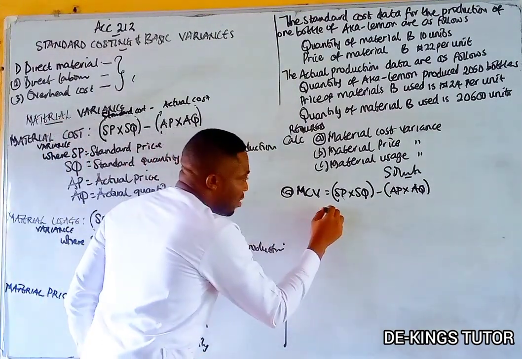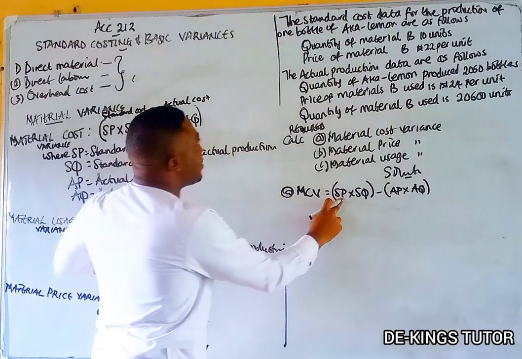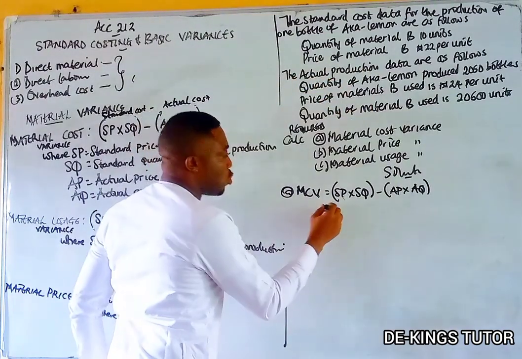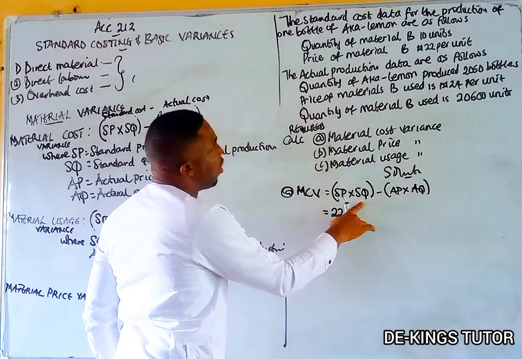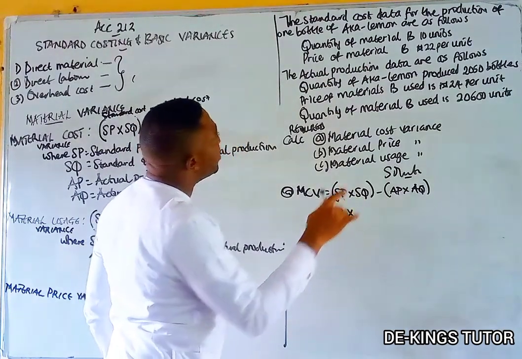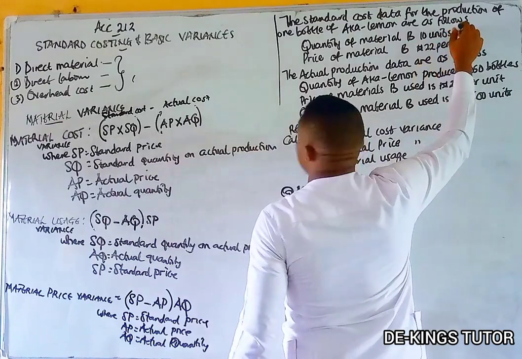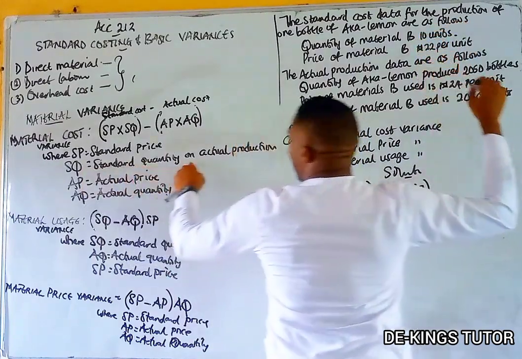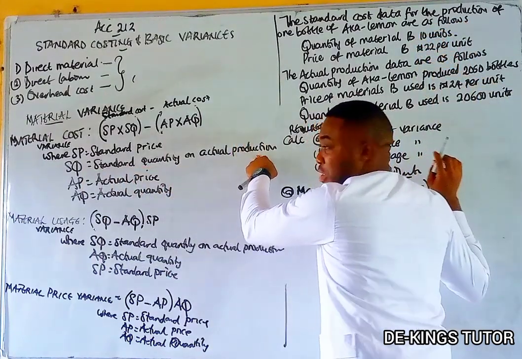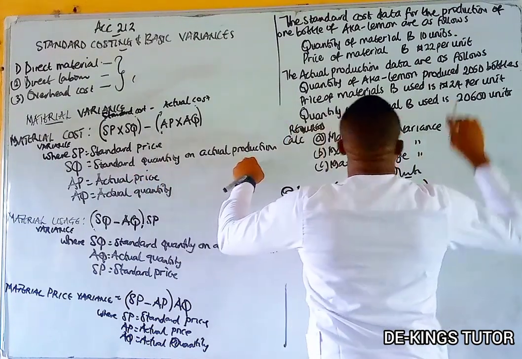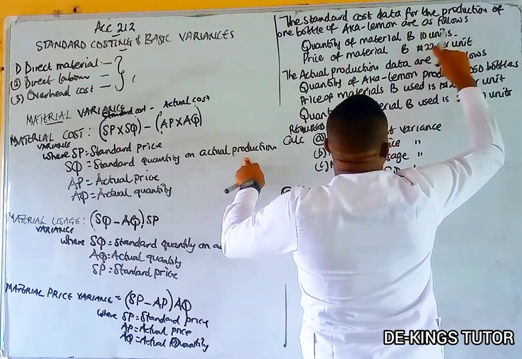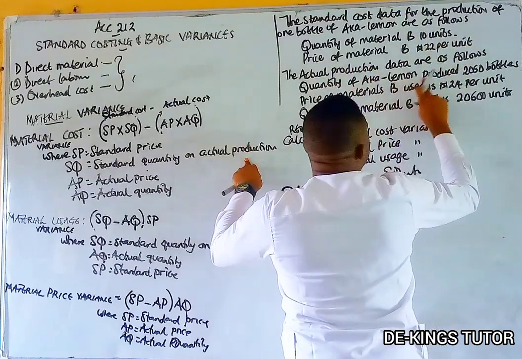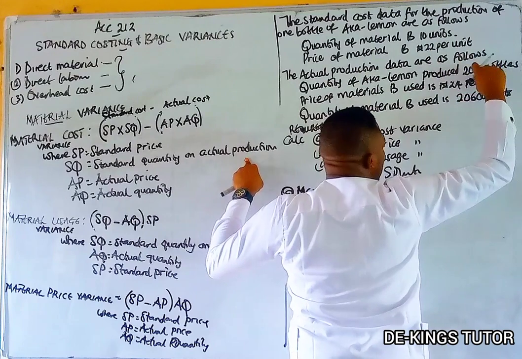So we now have equal to standard price. What's the standard price there? 22. So we have 22 times, what's the standard quantity? 10. Now this 10, we set the standard quantity on actual production. Please follow me. Standard quantity on actual production. So it becomes 10 times the quantity of actual lemon produced, the actual production, 2050 bottles.